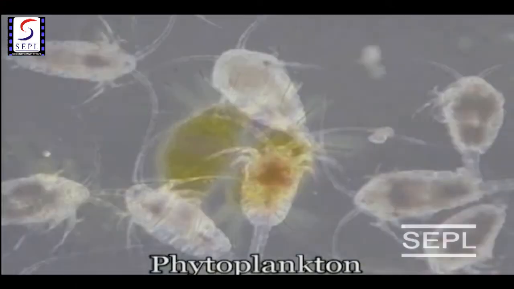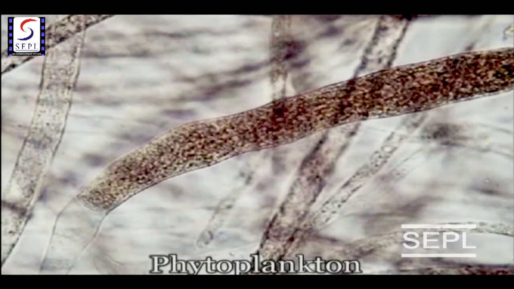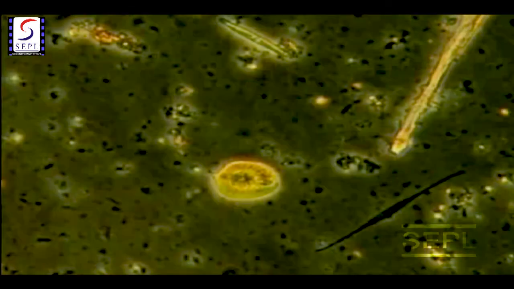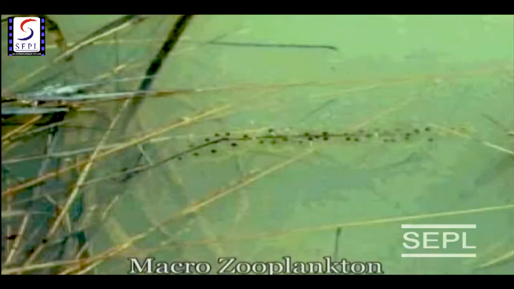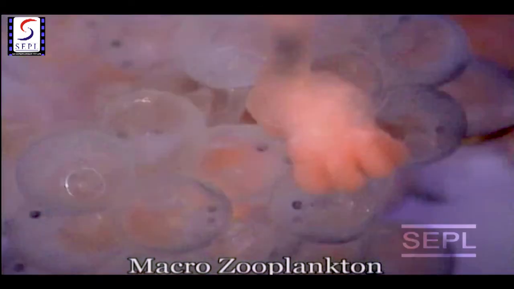The smallest phytoplanktons are incredibly tiny. They're so tiny that hundreds would fit on a pinhead. Many of these phytoplankton are not algae, but a kind of bacteria. These are macrozooplankton. They're larger fish eggs and larvae.